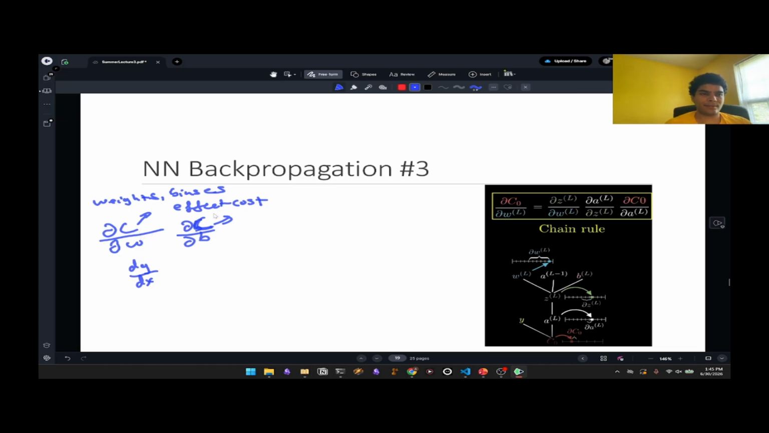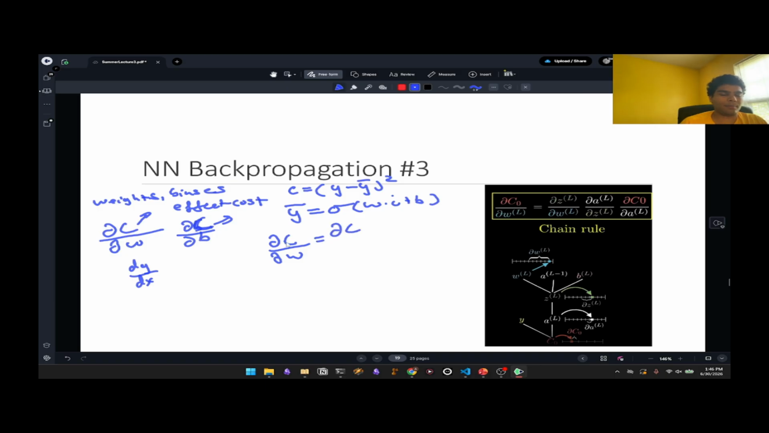Okay, so how exactly does this look? Let's just break this down. Your cost is your expected value minus the value that you got, squared. The value that you got is equal to the sigmoid of your weights times your inputs plus your bias. If we work our way backwards, the change in cost with respect to weights is really how your cost changes with your value, and how that value changes with your weights.